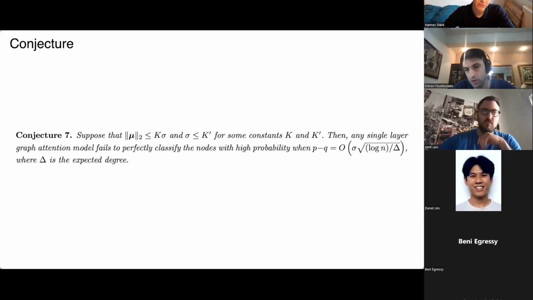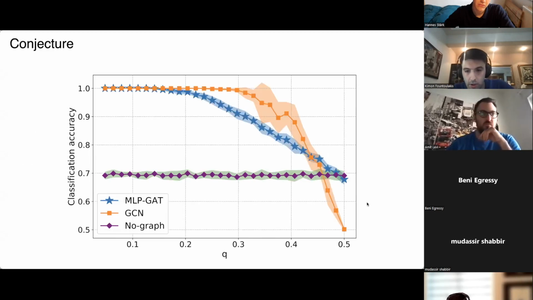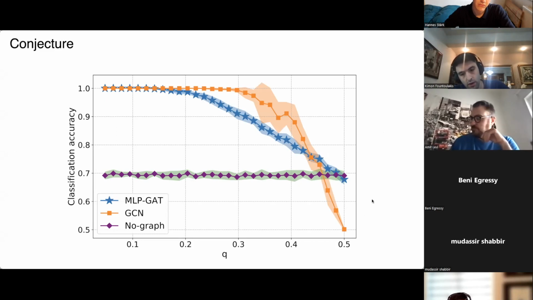If P minus Q is of the order of sigma square root log n over the expected degree, then we're going to fail to perfectly classify the data. So this is basically GCN territory. Again, here's that plot that shows that for both GAT and GCN, the node classification performance depends on Q. We saw that before.